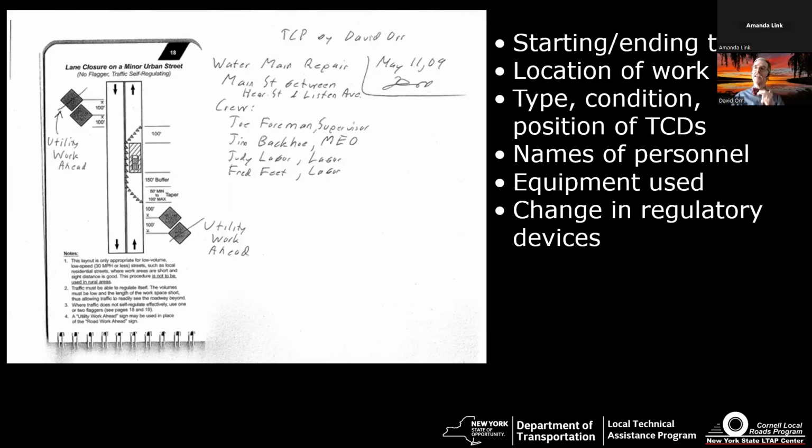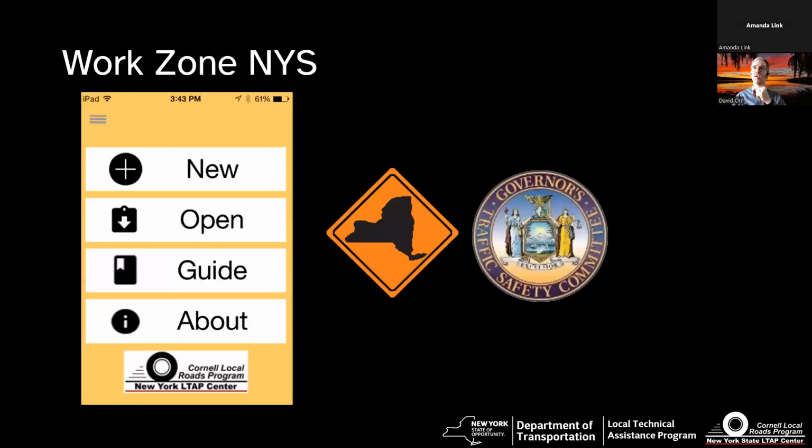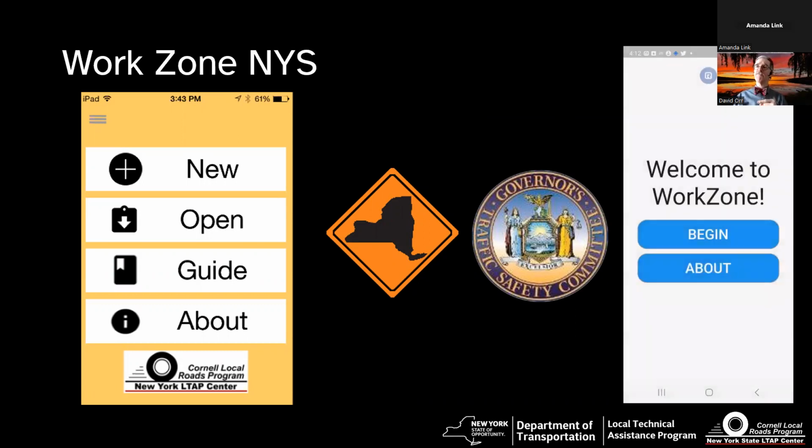Now, we do have an app called WorkZone NYS. It hasn't been updated in a while, and so you can't download it easily right now. The Apple version is, I still think, downloadable, but it has issues. It was originally paid for with money from the Governor's Traffic Safety Committee. We are updating it. Okay, we have a draft version up.